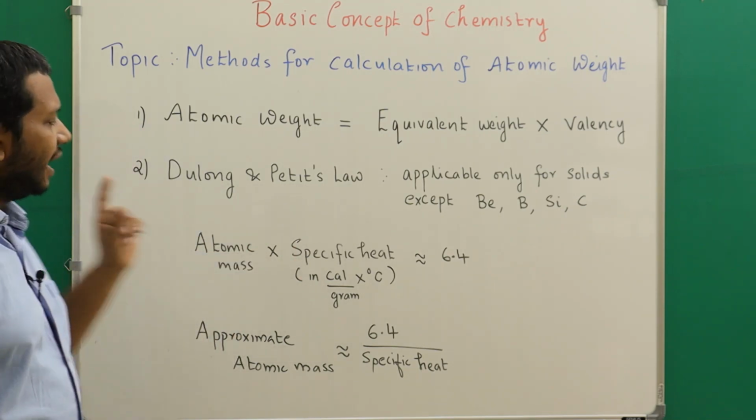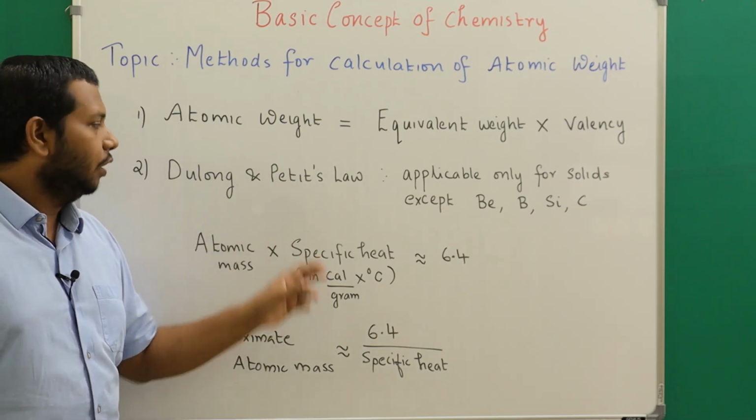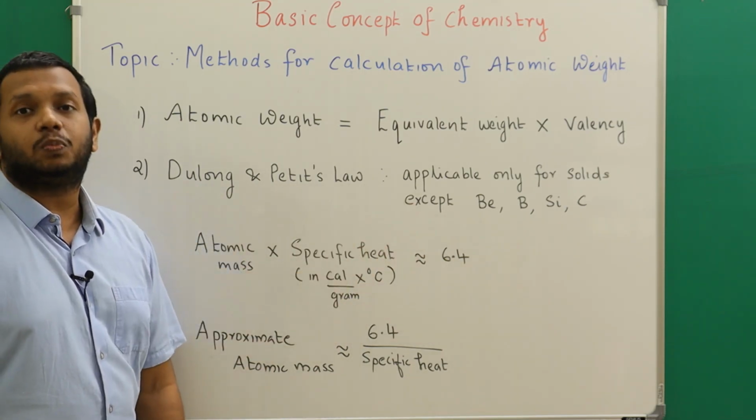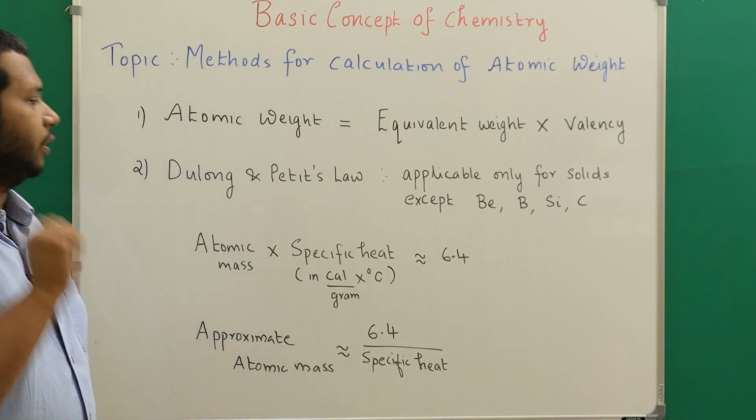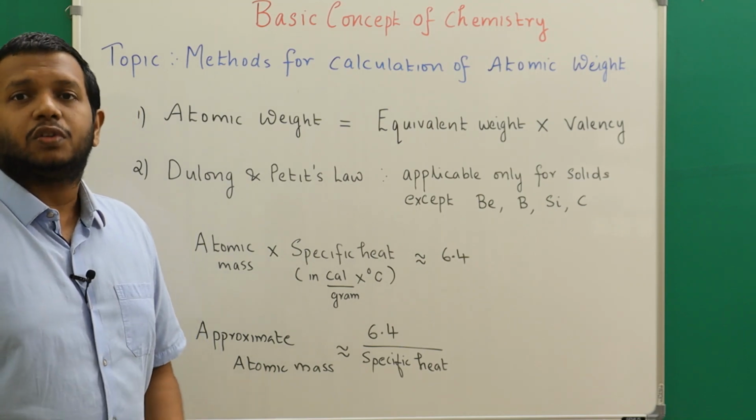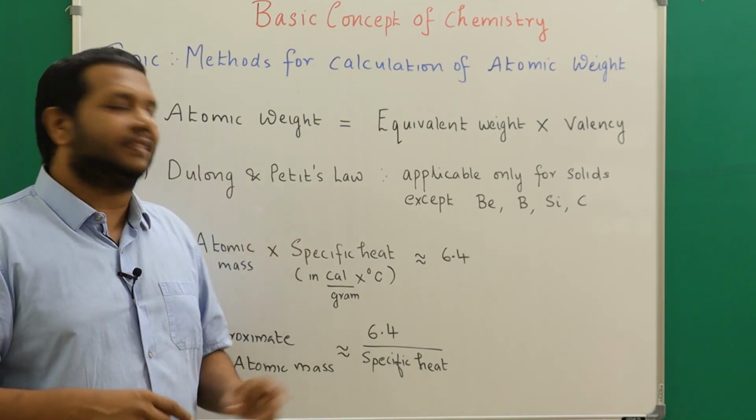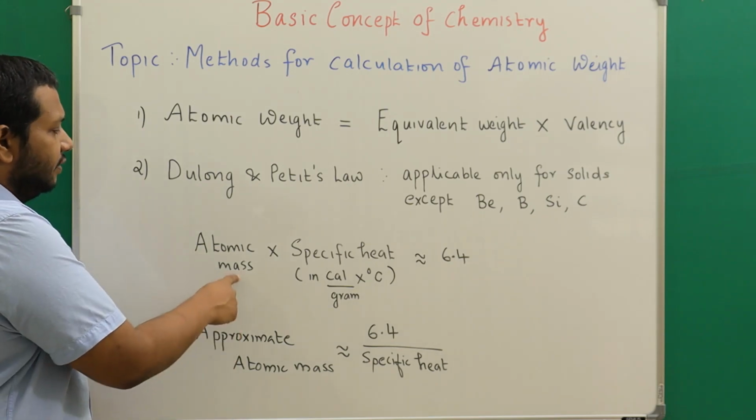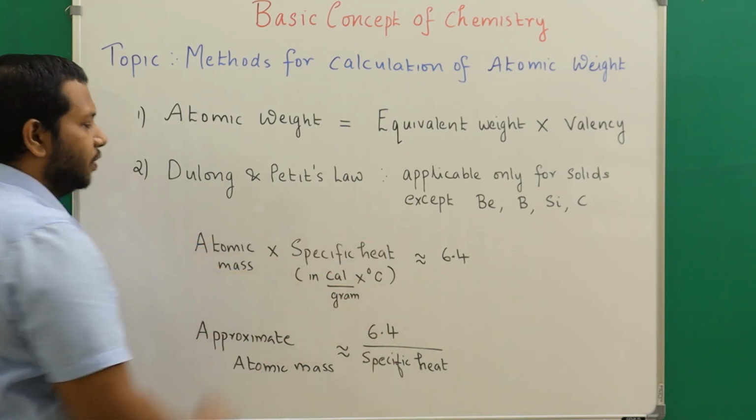Now listen here, what is this method or what is this formula all about? It states that atomic mass into specific heat is approximately equal to 6.4. Here one important thing you should remember, it is approximately equal to 6.4. So because of this reason, if I rearrange this equation, atomic mass is equal to 6.4 by specific heat.